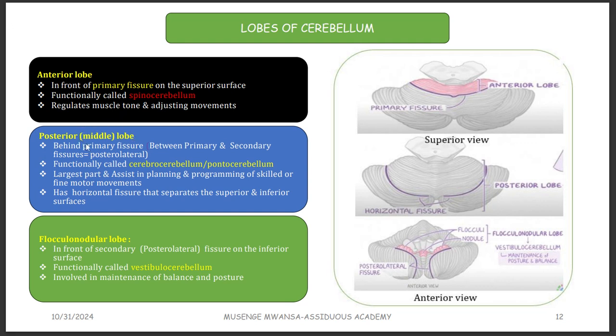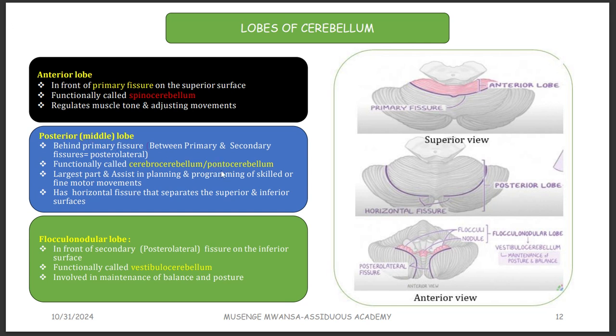The posterior lobe is also known as the middle lobe. It is behind the primary fissure, and functionally it is called the cerebrocerebellum or pontocerebellum. The information coming from the cerebrum, when it goes to the cerebellum, goes to the posterior lobe.